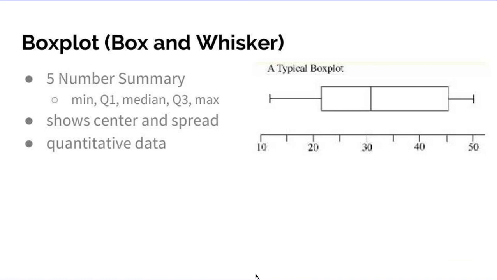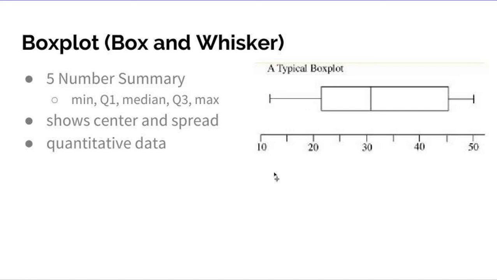Then we have something that you saw in Algebra 1, which is a box plot, or you probably called it a box and whisker. Okay, box and whisker shows you the 5-number summary, which is the minimum, the lowest number, the maximum, the highest number, the median, which is the middle number, and then Q1 and Q3, which is halfway between these two things. So this one is halfway between the min and the median, and Q3 is halfway between the median and the max.